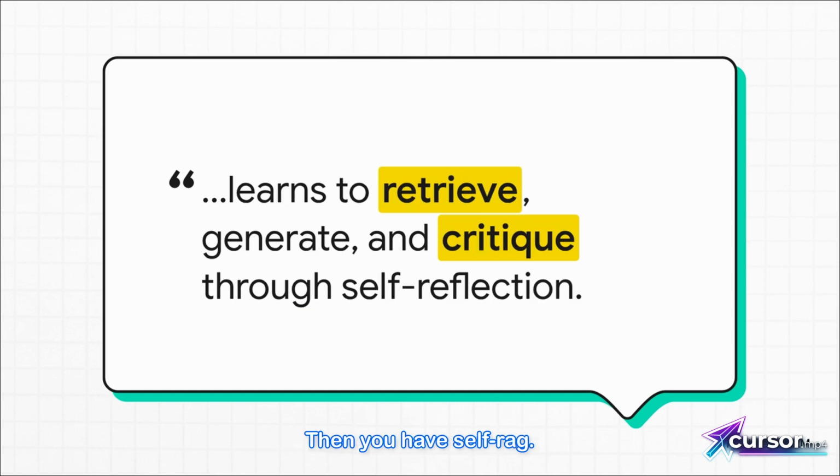Then you have self-RAG, and this is where things get really wild. The idea here is an AI that learns to retrieve, generate, and critique through self-reflection. So it's an AI that's actually smart enough to know when it doesn't know something and needs to go look it up. It can even critique its own answers. It's like having a tiny built-in fact-checker, which is just wow.